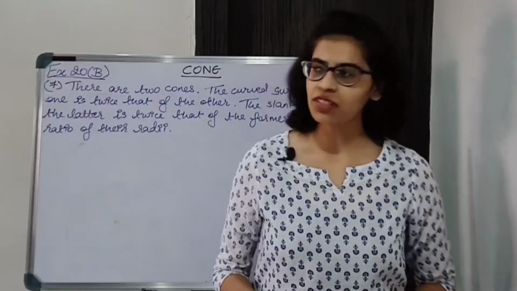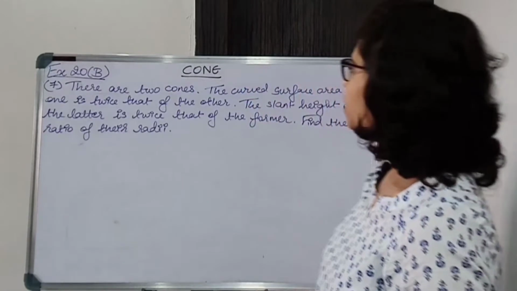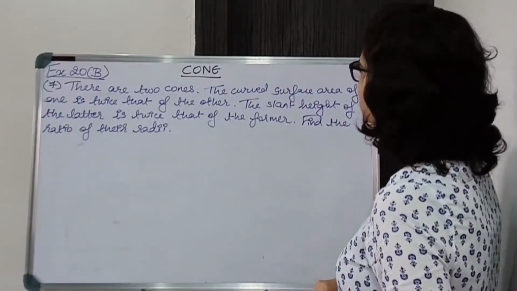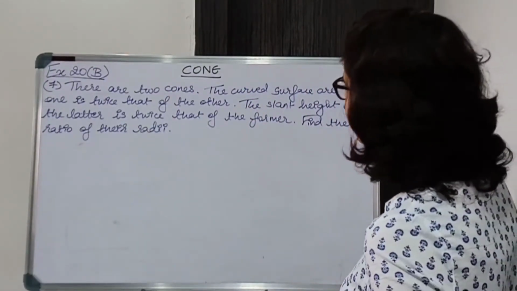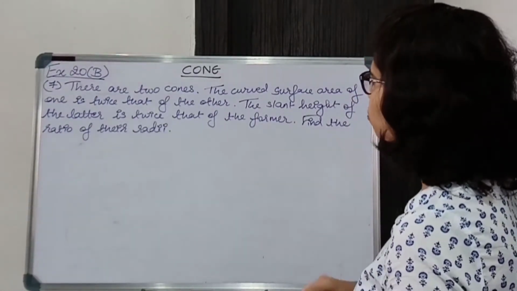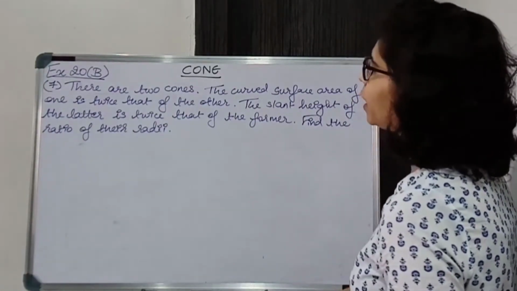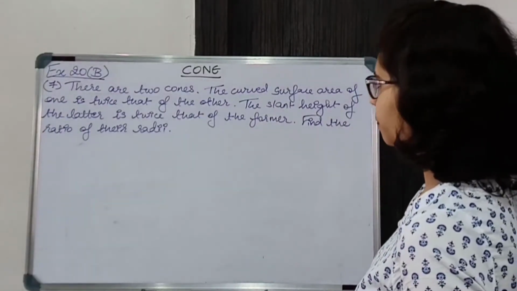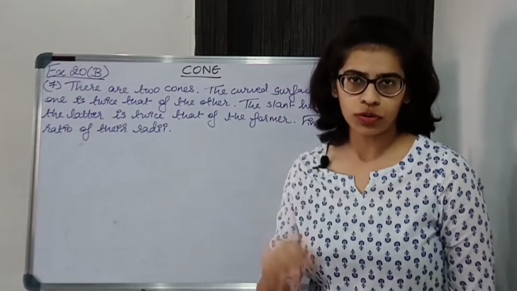Proceeding to next question. Question number 7. There are two cones. The curved surface area of one is twice that of the other, and the slant height of the latter is twice that of the former. Find the ratio of their radii. There are two cones. Okay.